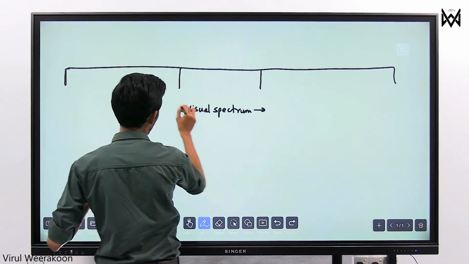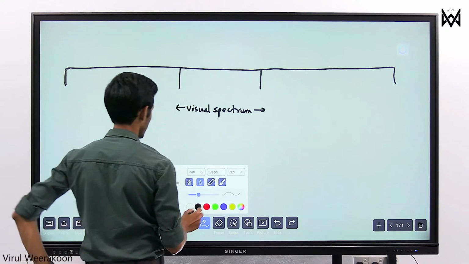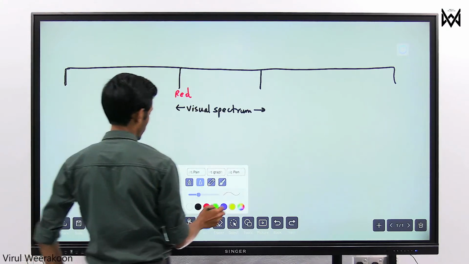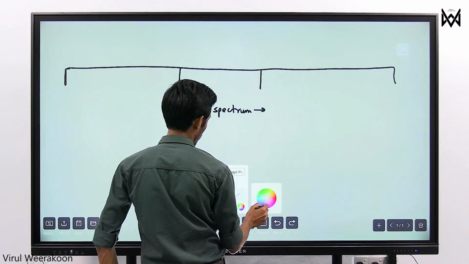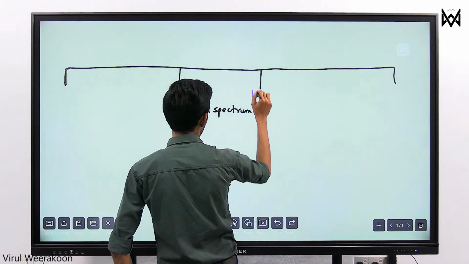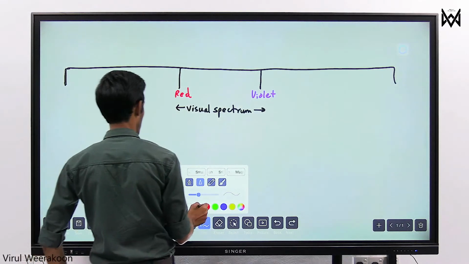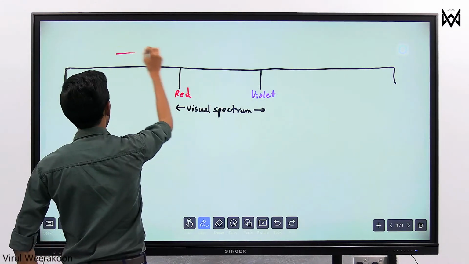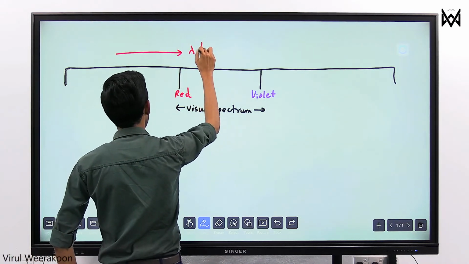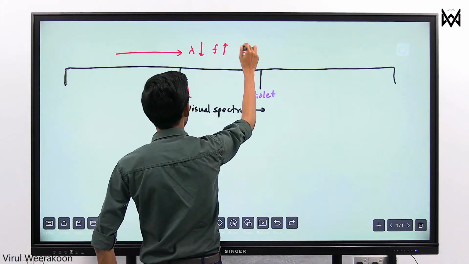So this is the visual spectrum, got it? Starting from what color? Starting from red, then moving towards purple, meaning violet kind of color. Violet, we'll take violet. So what happens normally when moving from left to right? The wavelengths are decreasing and the frequencies increase, and meanwhile energy also increases, right?